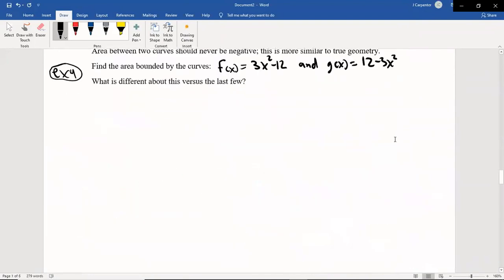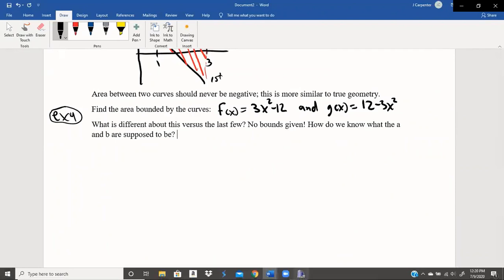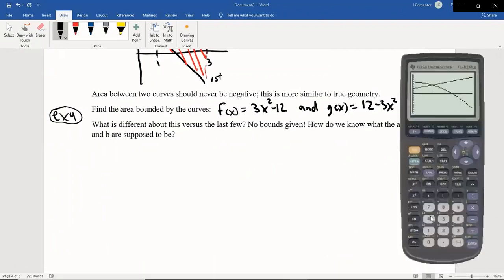Let's go back to what we're on now. Find the area between two curves. Well, wait a minute, Mr. Beckner forgot to give us the bounds. There's no bounds given. Well, how are we supposed to know how to integrate? How do we know what the A and B are supposed to be? Let's look at the graph and let's see if maybe we can deduce this.